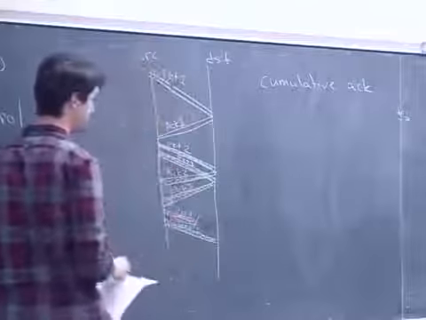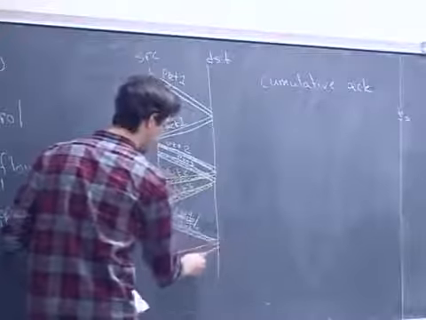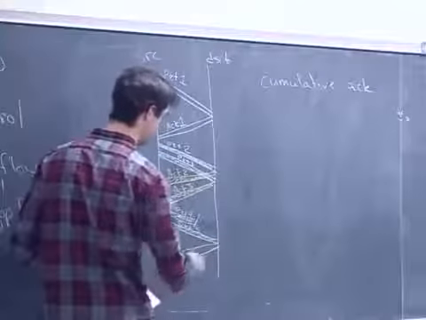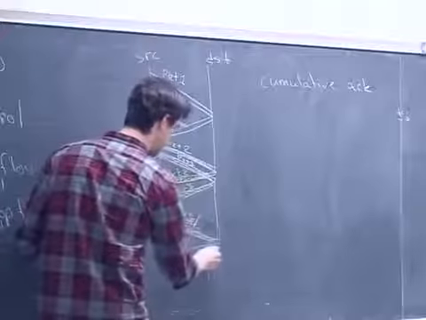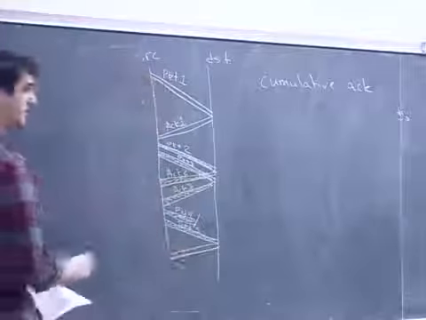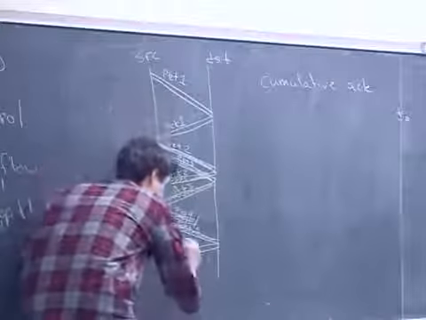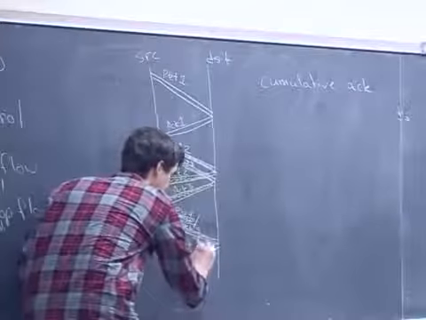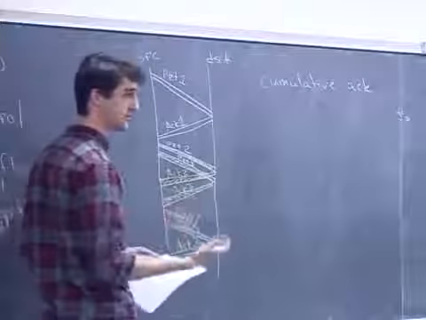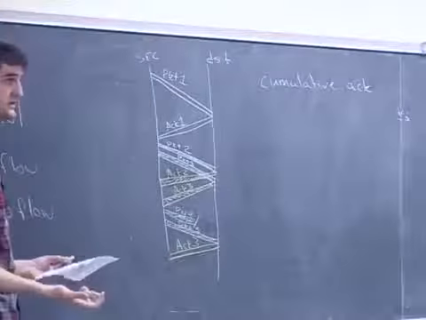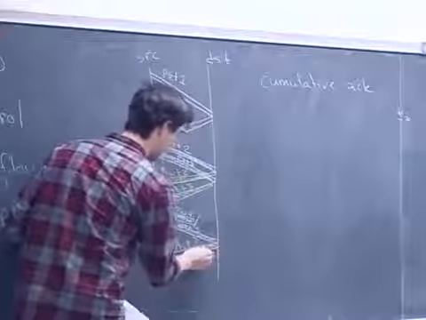So when the destination here acknowledges, it doesn't acknowledge packet 5 because it hasn't seen packet 4 yet. All right? So when it sends its ACK back, it only acknowledges packet 3 because that's the highest in-order packet that it's received. All right? So it sends an ACK for packet 3.